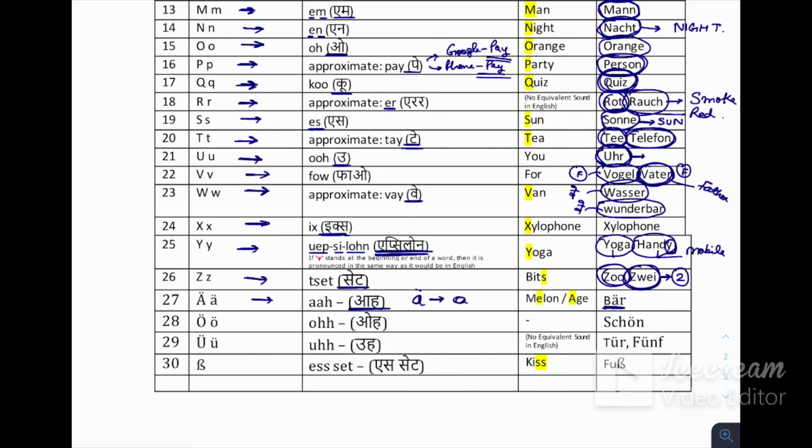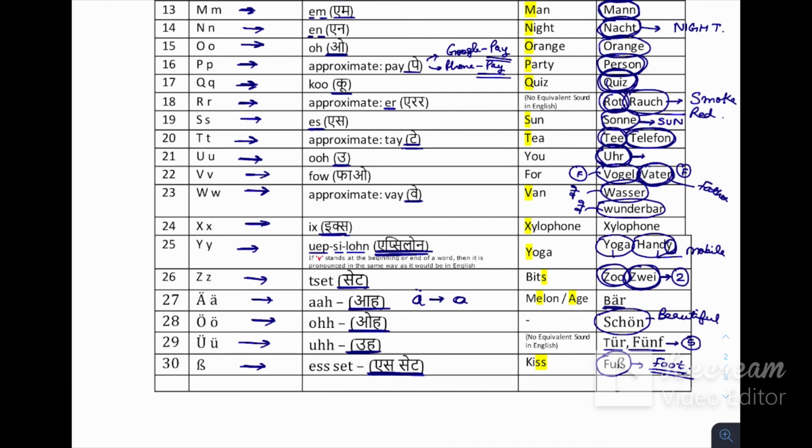Bär. Clear? O umlaut is ö. How is it going to sound? Schön. Schön means beautiful. U umlaut is ü, as in für. Fünf means number 5. इसको हम बोलते हैं Eszett. मीन्स कैसे साउंड करेगा? जैसे Fuß. Fuß मीन्स foot. लाइक दिस.